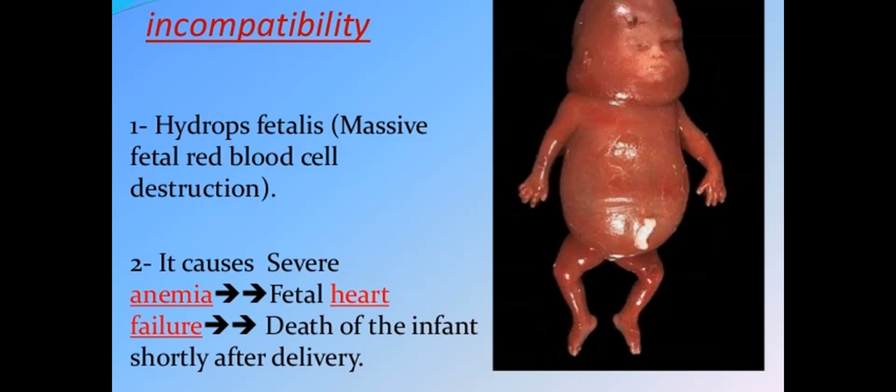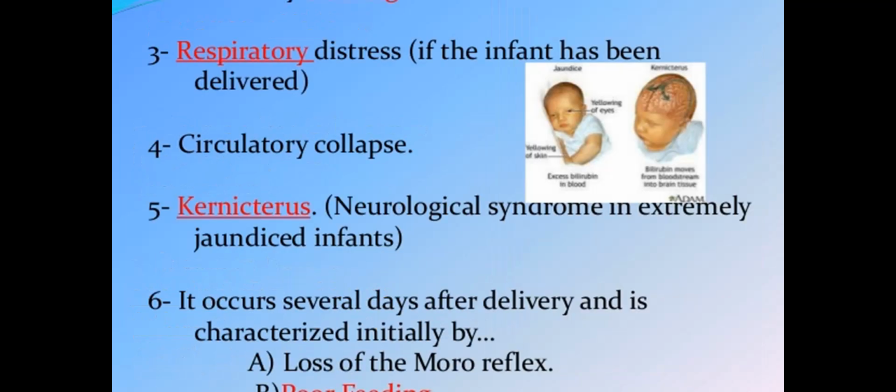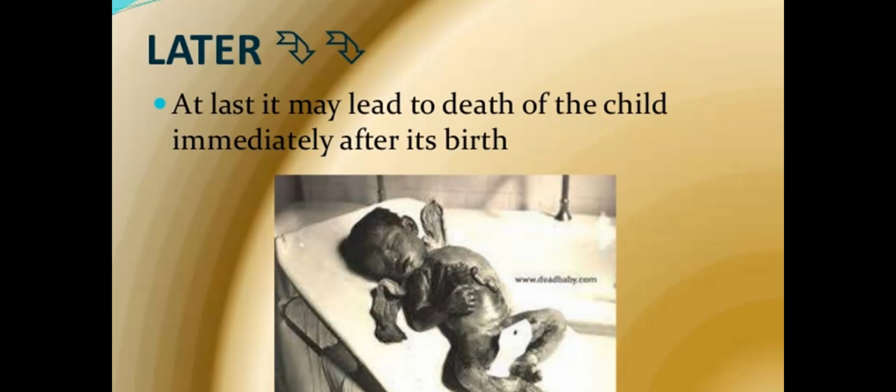In severe cases, it could lead to anemia, fetal heart failure, death of the infant shortly after delivery, total body swelling, respiratory distress in the infant if the infant has been delivered, and circulatory collapse. It may also cause kernicterus, that is a neurological syndrome in extremely jaundiced infants. It occurs several days after delivery and is characterized initially by loss of the Moro reflex, poor feeding, and decreased activity. Later on, it may lead to death of the child shortly after its birth.